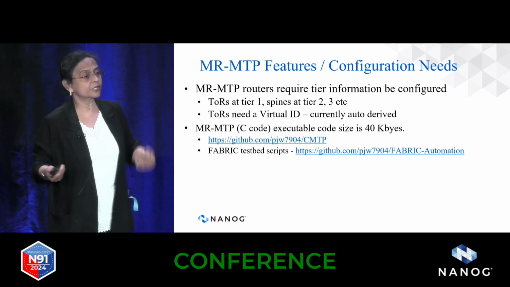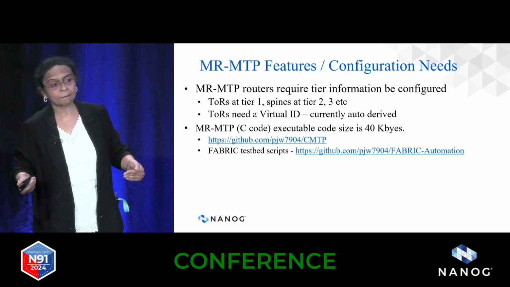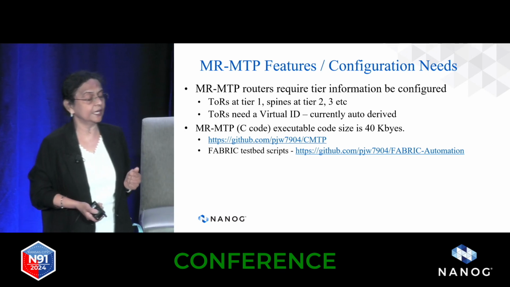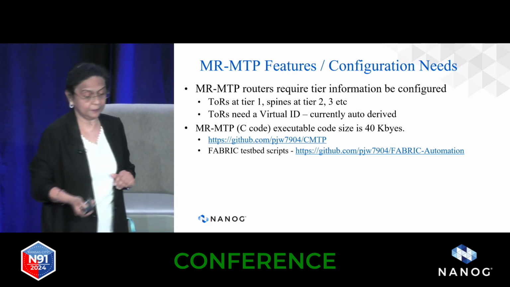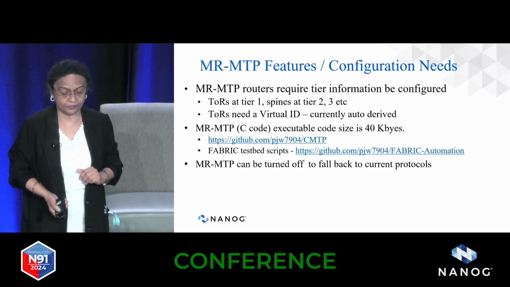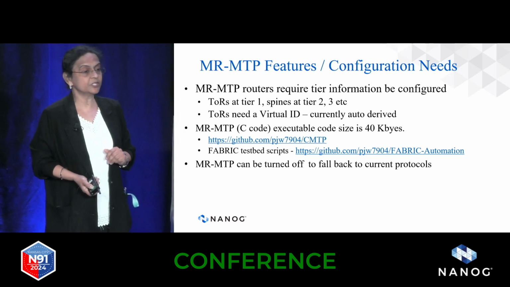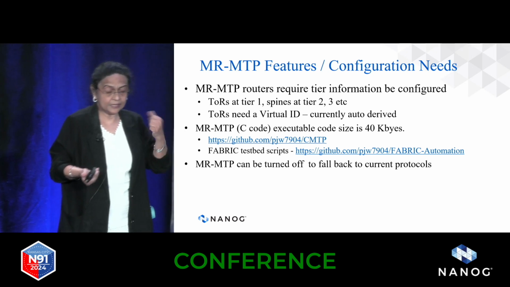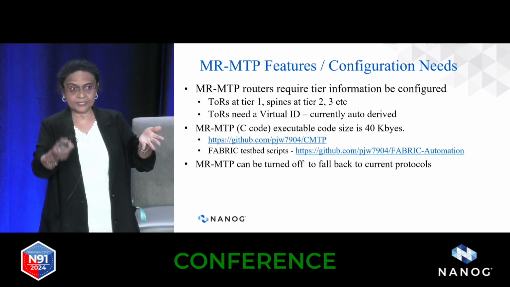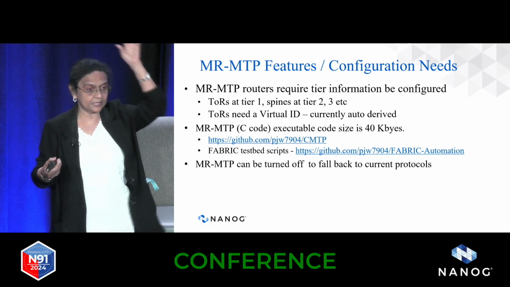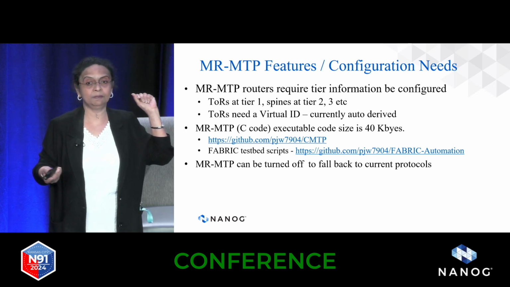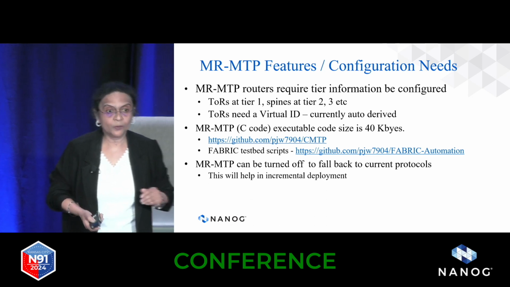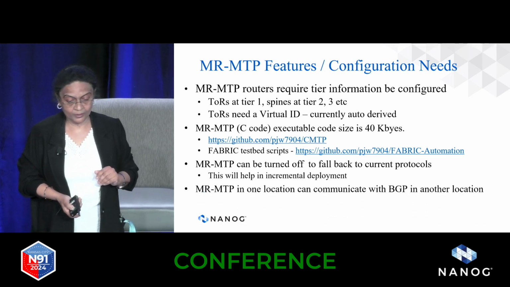We have the scripts to run BGP with the DCN version, and we have the scripts to run MR-MTP, and the MR-MTP source code is also available for you. And like I said, the nice thing from a deployment perspective is MR-MTP can be turned off. They are operating in parallel. You turn off MR-MTP, you will fall back to IP-BGP. And I'm hoping that will help in incremental deployment.